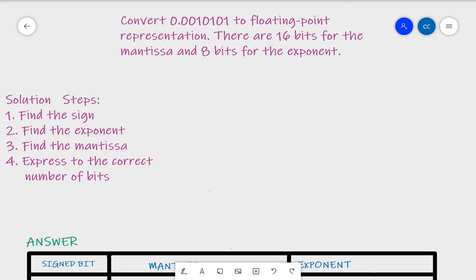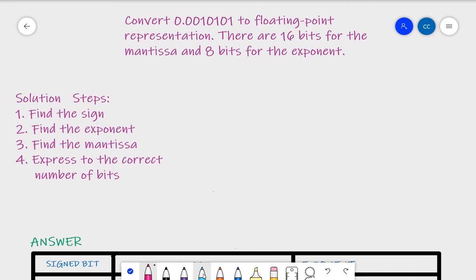The solution steps that you want to follow to make sure that you do this correctly are, first of all, identify the sign. Secondly, find the exponent. Thirdly, find the mantissa. And then express your answer to the correct number of bits. So, first step, find the sign. Let's write the number out again. So it's 0.0010101. This is a binary number and we want to represent it in floating point.